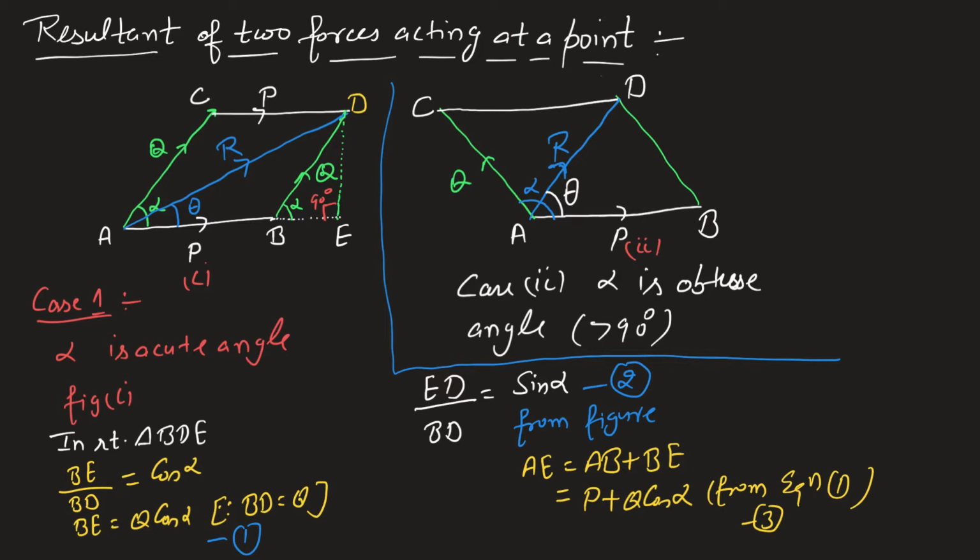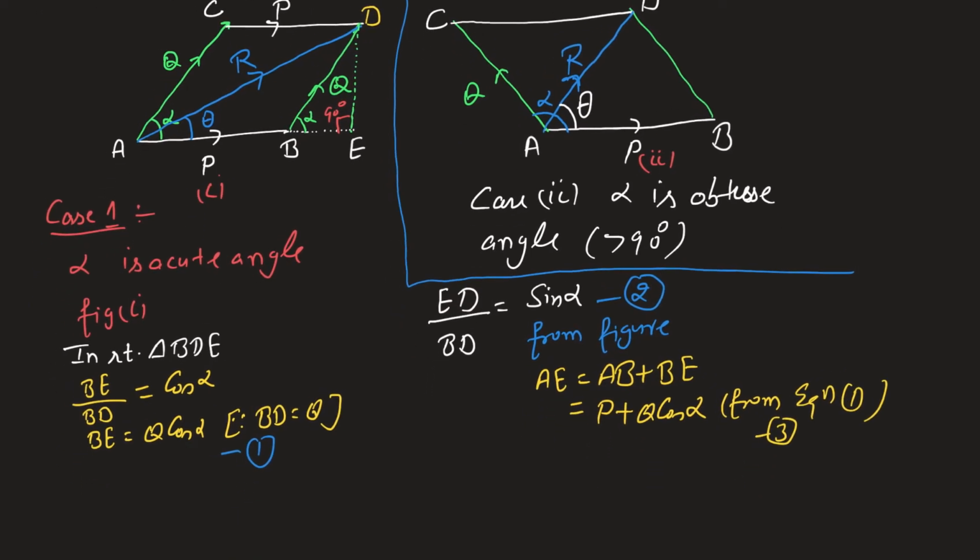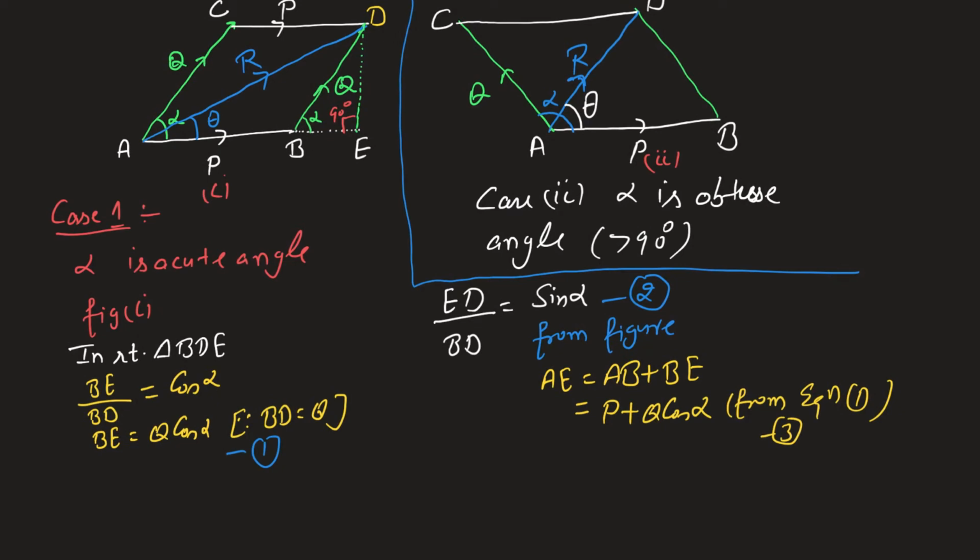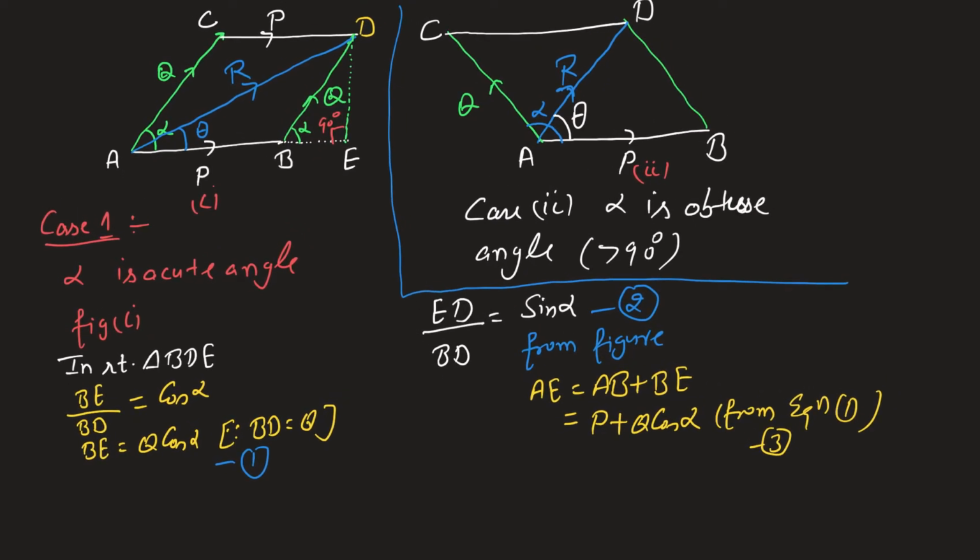You know tan theta in the right angle triangle. If you go over here, let me find the tan theta. Firstly I shall be writing in right angle triangle ADE. What is this ratio? ED upon AE, nothing but tan theta.